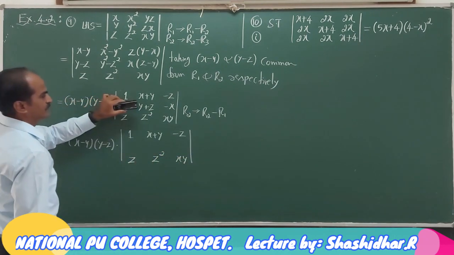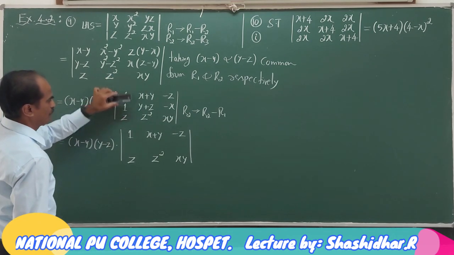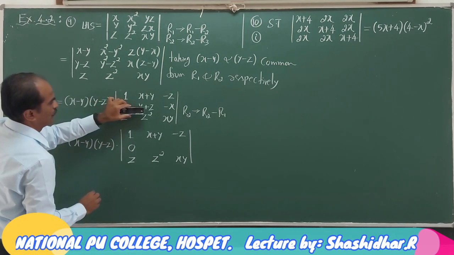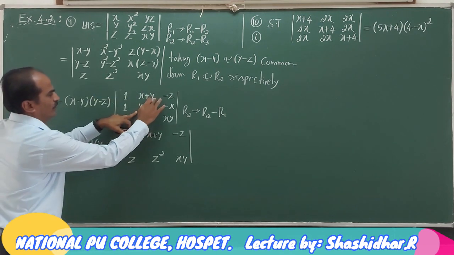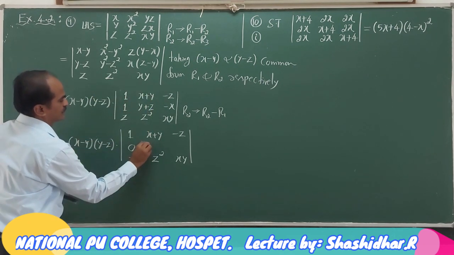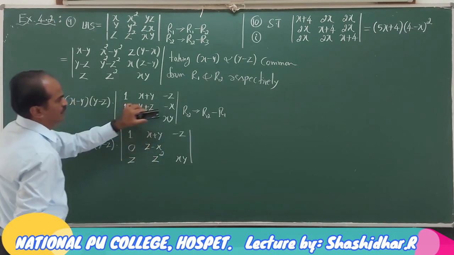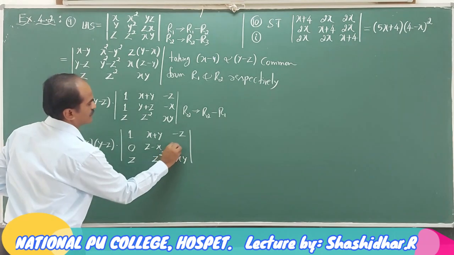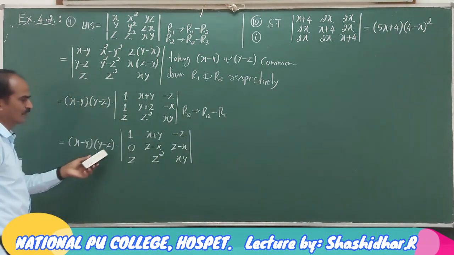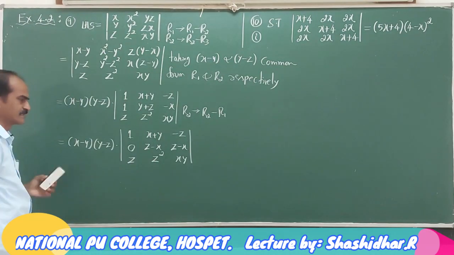We are changing the second row, R2 minus R1, 1 minus 1, 0. Y plus z minus of x plus y, y minus y cancels, I get z minus x. Minus x minus of minus z, it is z minus x. Now you see in the second row, z minus x factor.